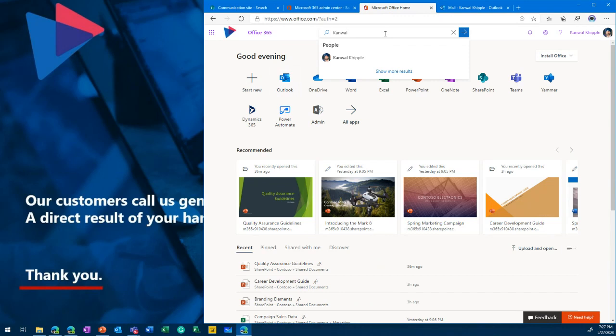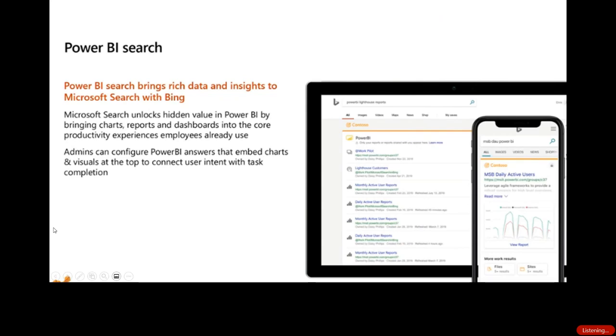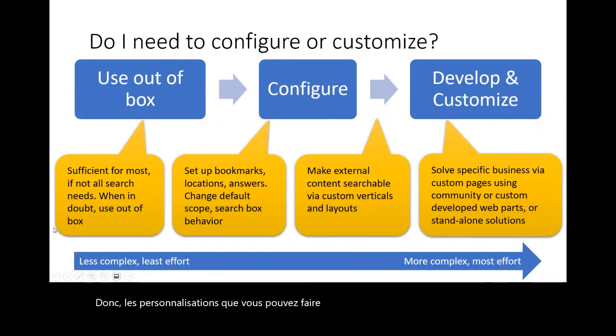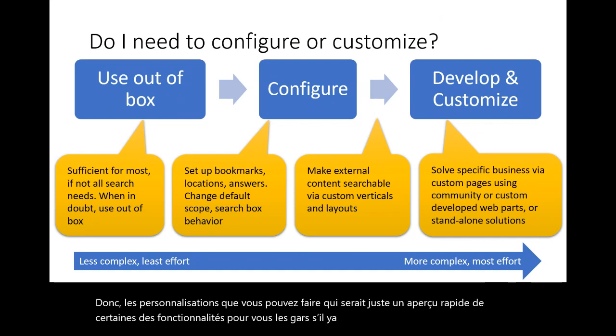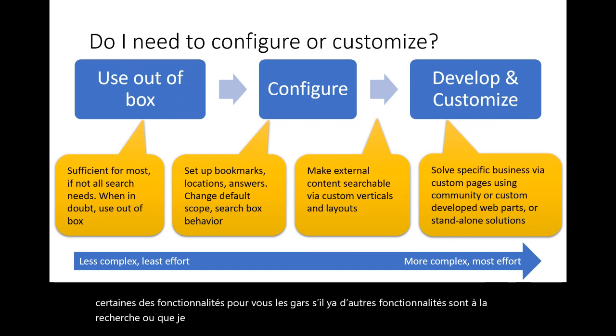I'm a big believer in making sure experiences are simple, and I love what Microsoft's done here by standardizing that global search box and leveraging the graph and all that investment that they had in Bing to build this. So with that, we'll kind of go back to just some examples of customizations you can do. That was just a quick overview of some of the features for you guys. If there's any other features you're looking for or want me to demo, please do post here.